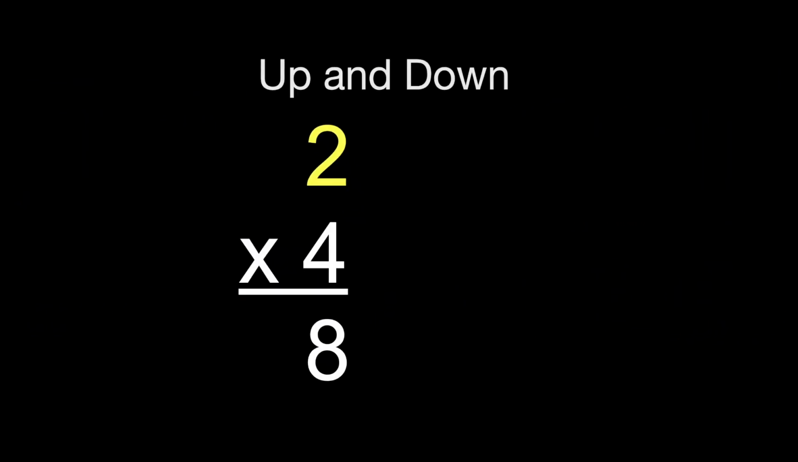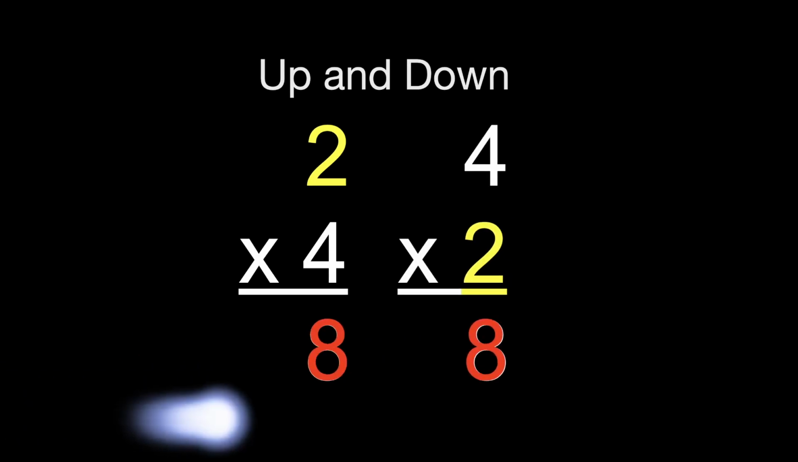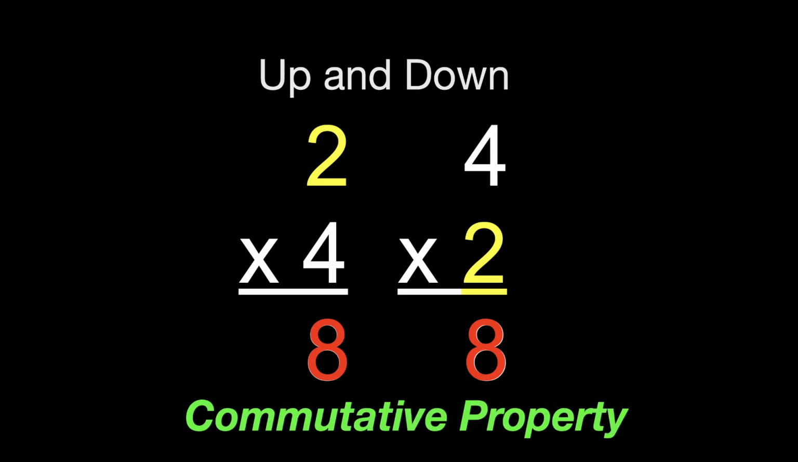You could also go up and down. For example, 2 times 4 is 8. Or you could switch it. It's going to be 8. That's called the commutative property of multiplication.